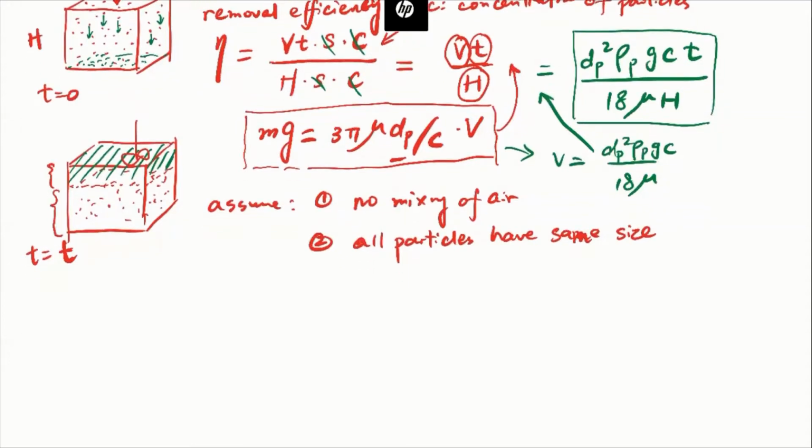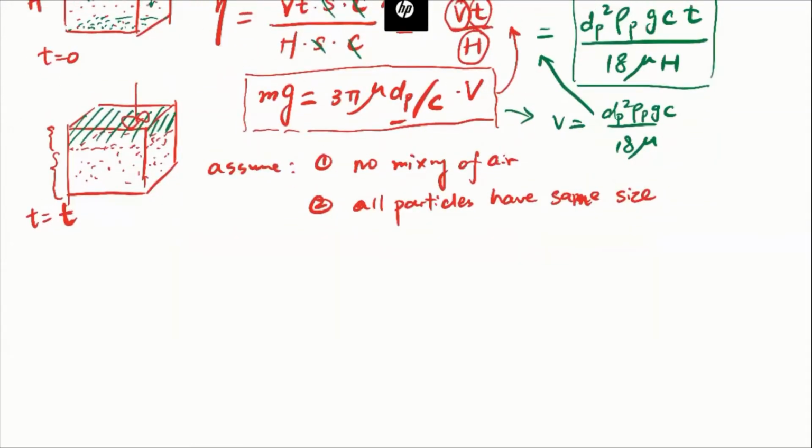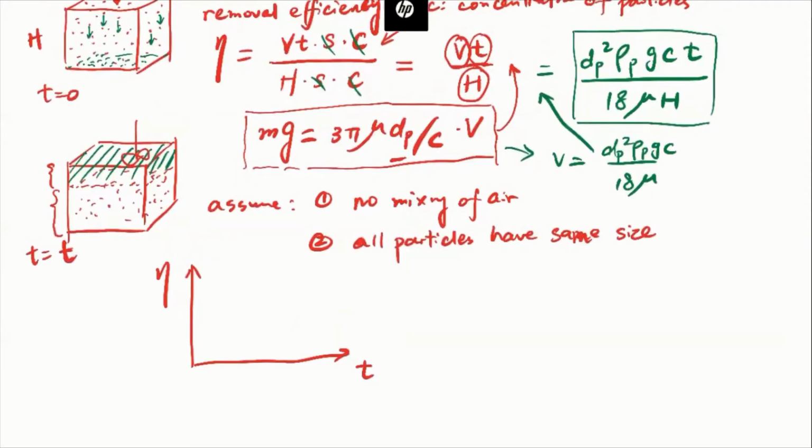Let's say we try to plot this removal efficiency as a function of time. Since it's linear in time, it's going to increase. But we know that it's not going to increase indefinitely. It has to reach a certain value, and that is 1.